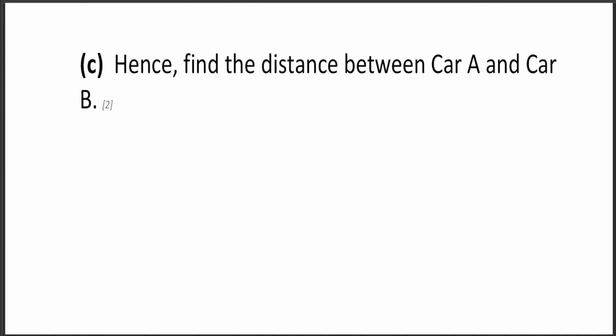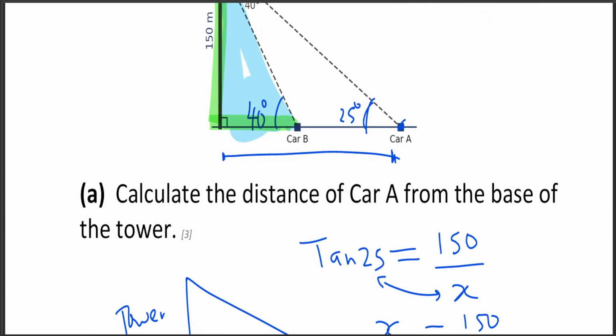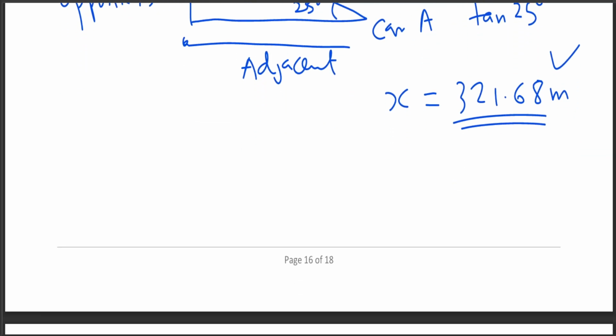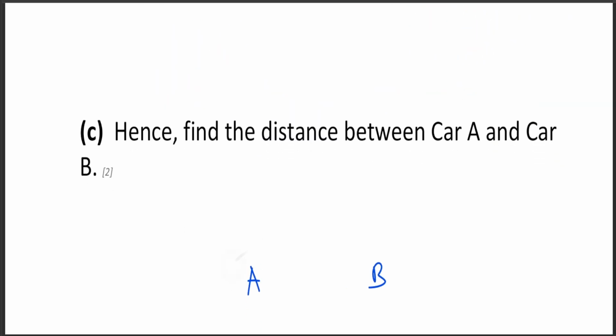Last question. Hence, find the distance between car A and car B. Car A and car B, that is the car A and car B. I don't know which one is car B, but all in all, yani the distance between these two, that is from here to here. So to find the distance, lazima tujue the distance of car A from the base of the tower, and the distance is 321.68. So 321.68, that is the from A to tower, the base of the tower.